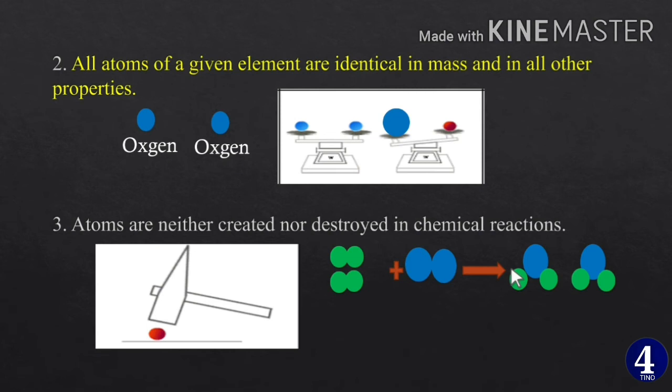Anyways, what we have to say as a postulate of Dalton's atomic theory is that atoms are neither created nor destroyed, which means that after a chemical reaction, you cannot find only three greens, which means you destroyed an atom, or find five green atoms, which means you are creating some atom, right? So it is not possible. That's why we get exactly the same number of atoms after a chemical reaction.